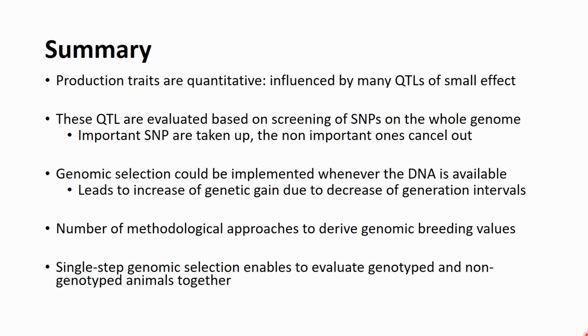There are a number of approaches and methods to derive genomic breeding values, most importantly, the so-called GBLUP and the range of Bayesian methods. There is also something called a single-step genomic selection that enables to evaluate both genotyped and non-genotyped animals together. So basically merging the relationship matrices from pedigree and from genotypes, enabling to implement the genomic selection in the entirety of the population.